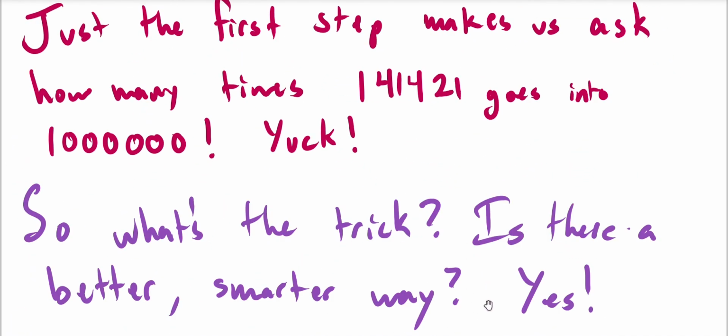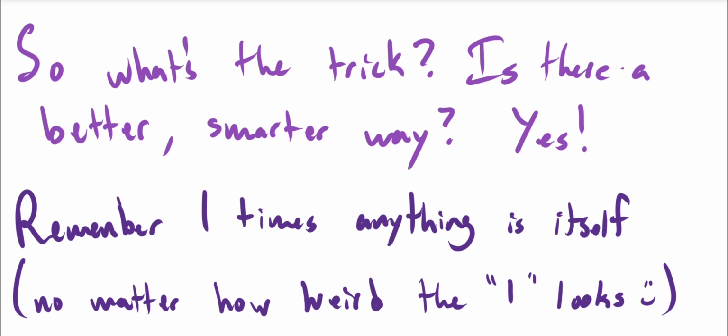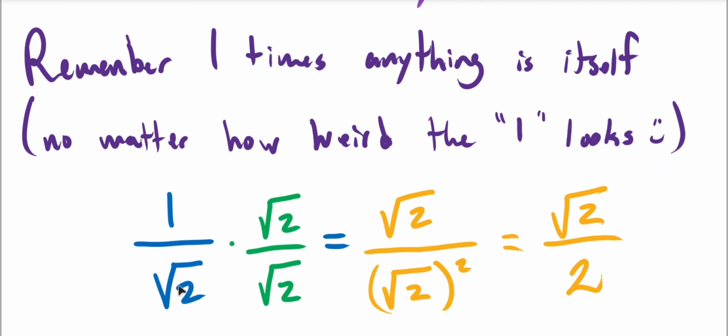But that's the thing. Is there a trick? Is there a smarter way of doing this? And the answer is yes. To see what this trick looks like, remember that 1 times anything is just itself, no matter how weird that 1 looks. So, for example, what if I took the square root of 2 and multiplied by it on the top and bottom? Well, on the top, it's just 1 times the square root of 2. On the bottom, that's the square root of 2 times the square root of 2, which is the square root of 2 squared. Now, a square root times itself cancels, because squaring cancels square roots. So we wind up with just a 2 on the bottom.